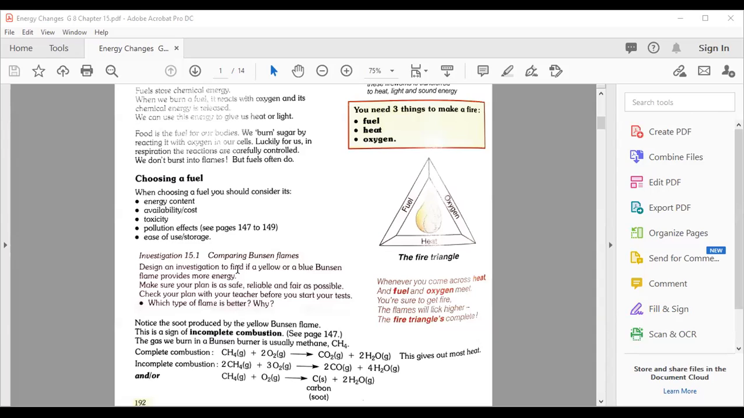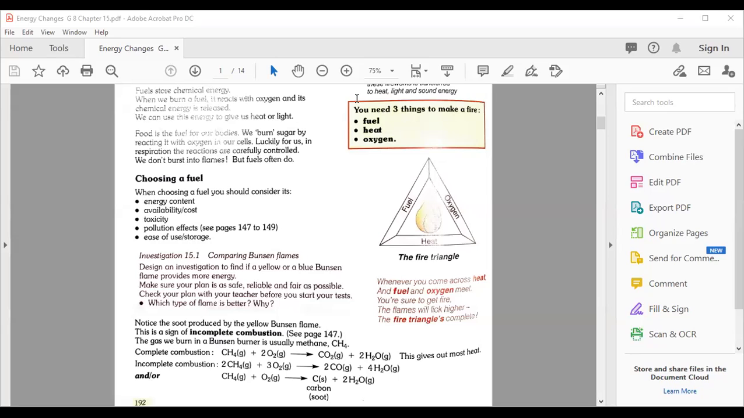Now let's see this one. Design an investigation to find if a yellow or a blue Bunsen flame provides more energy. We design 2 types of burners. There is a little difference between them. I will show you. Make sure your flame is safe, reliable, and fair as possible. What does it mean? You should take proper safety everywhere, so that nothing harms you, check and balance, and it should be properly safe for you. Okay, check which type of flame is better and why.